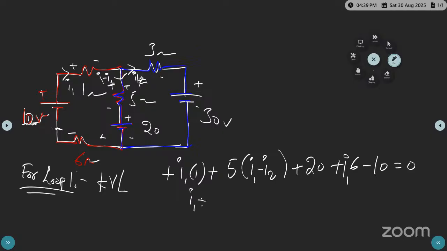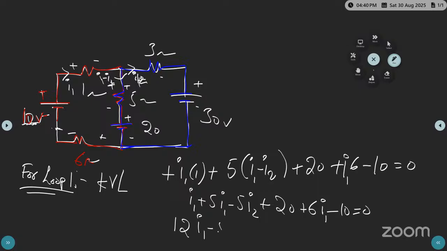I1 plus 5I1 minus 5I2 plus 20 plus 6I1 minus 10 is equal to 0. So this will become now 12I1 minus 5I2 plus 10 is equal to 0. Equation 1.